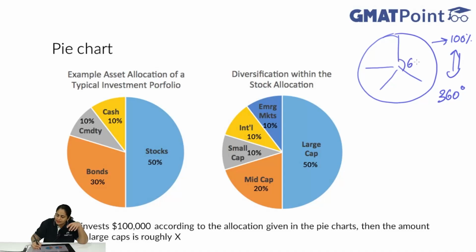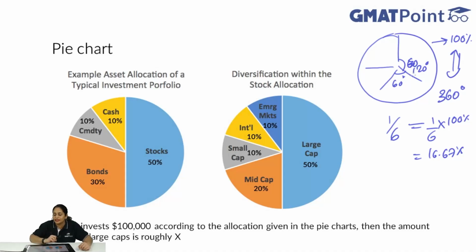So if say this is 60 degrees and this is say 120 degrees, what can you say about the share of the 100%? See, 60 degrees out of 360 degrees is 1 by 6. So if the angle is 60 degrees, that means we are looking at 1/6 of 100%, which is around 16.67%. Similarly, if it is 120 degrees, then it will be 33.33%.